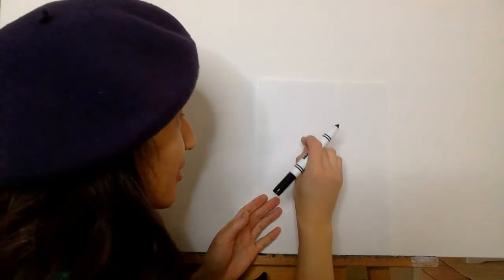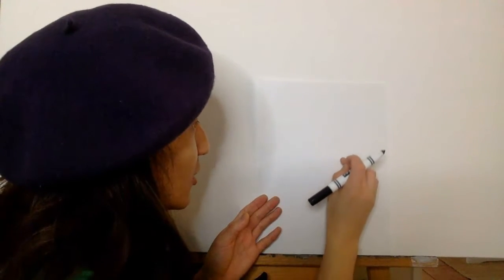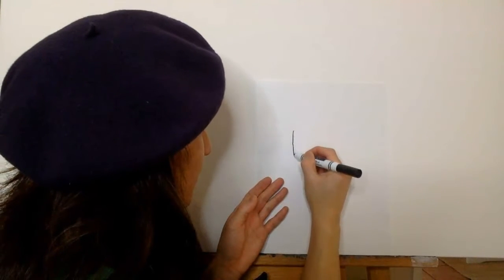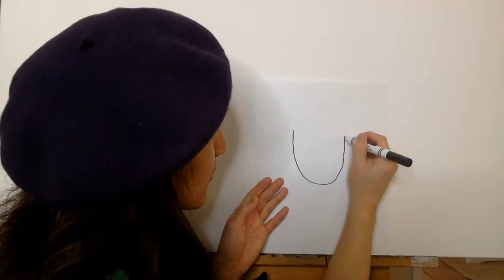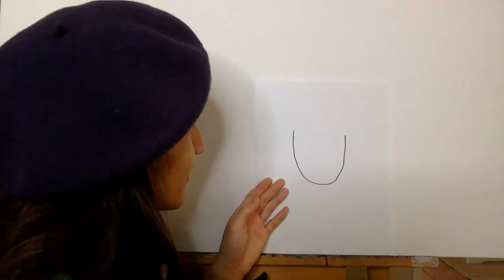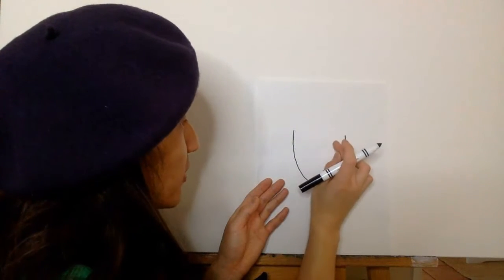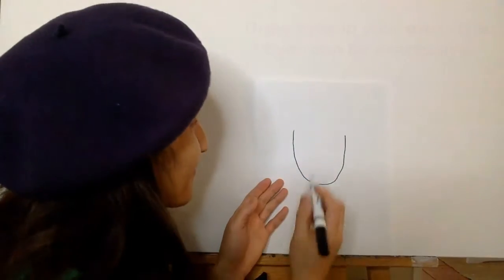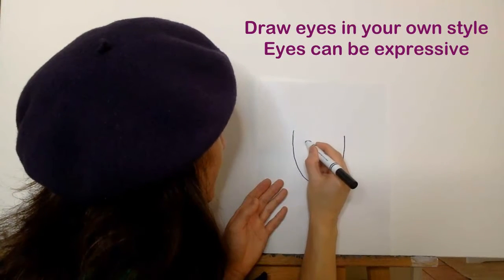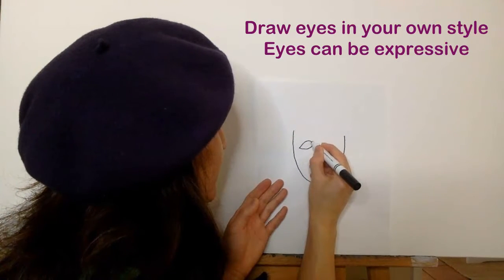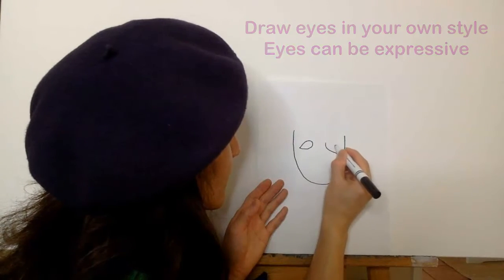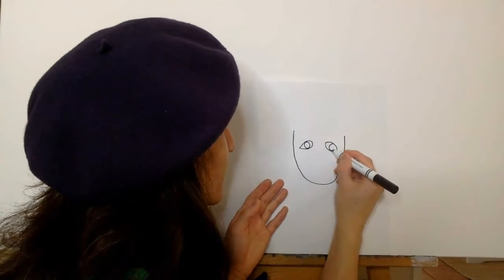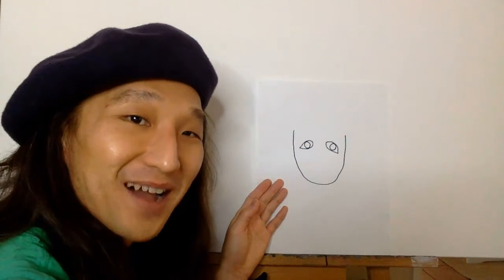With your pencil, start drawing a U shape. Remember, I'm drawing with a marker so you can see better. Like that. Next, let's go ahead and put in 2 eyes. Remember, your eyes can be whatever style you want it to be. Eyes can come in all shapes and sizes. And for this lesson, make your eyes look expressive. That's how I drew my eyes. How did you draw your eyes?